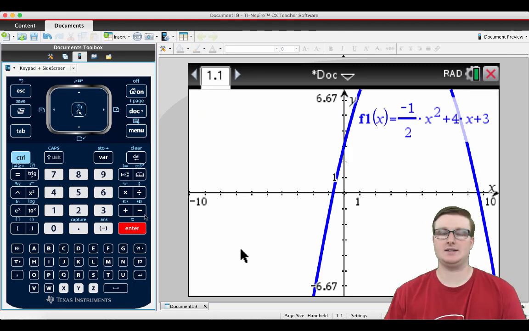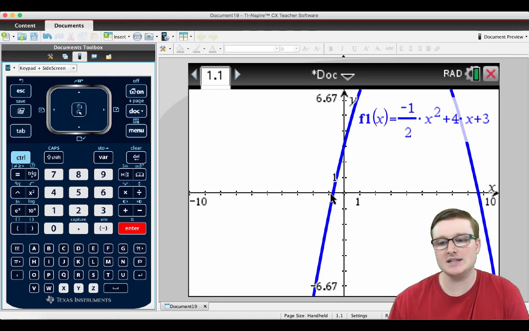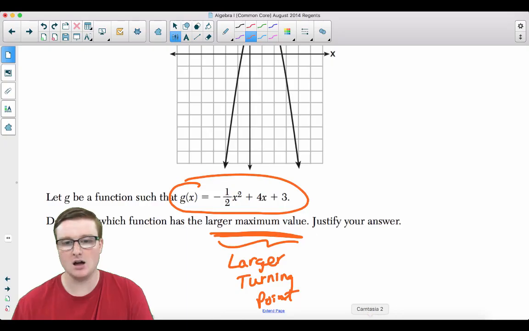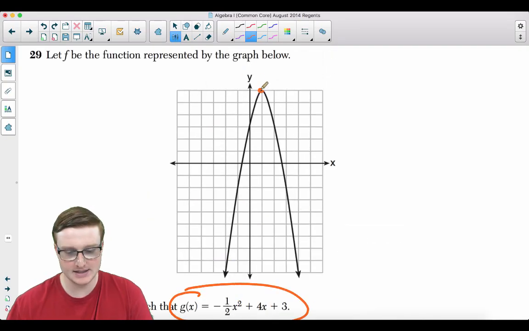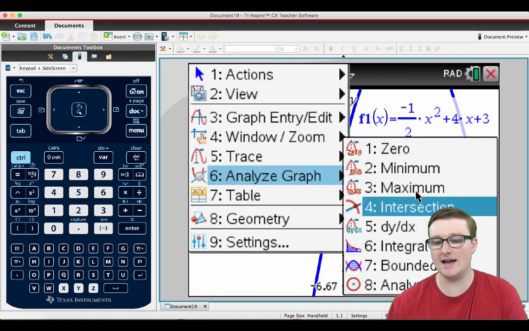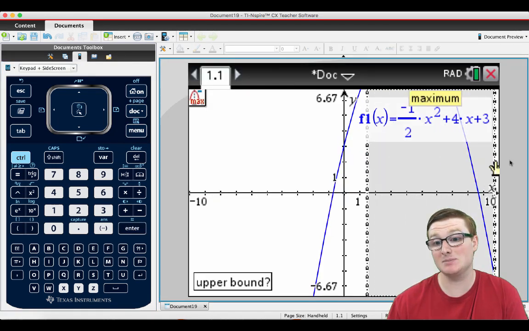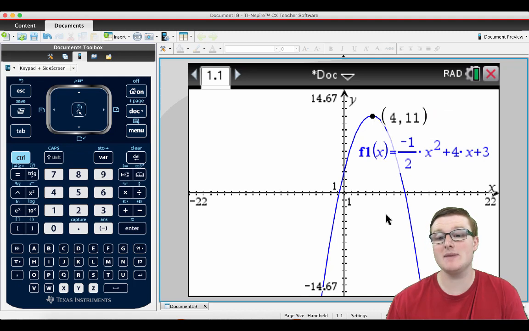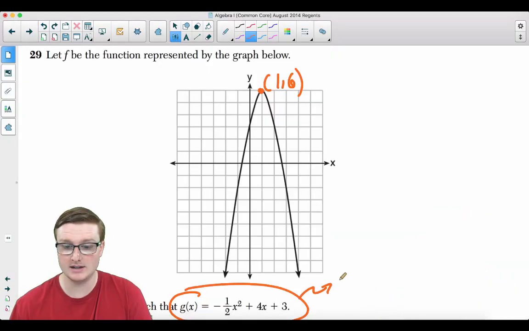Okay, so we have this. Obviously, this function has a larger maximum than this one, because this one over here has a vertex of 1, 6. This graph exceeds 6. So if you were to go to menu, analyze graph, maximum, and then click before and after your maximum, the point is 4, 11. So the turning point for this is 4, 11.